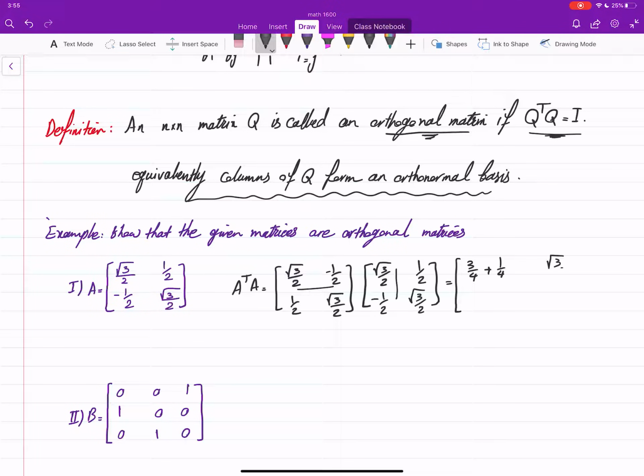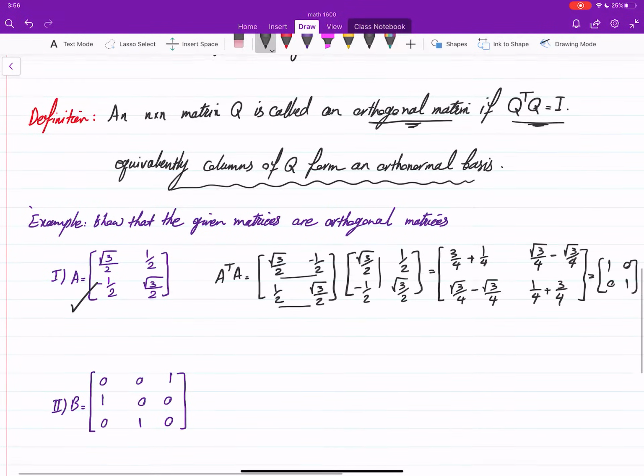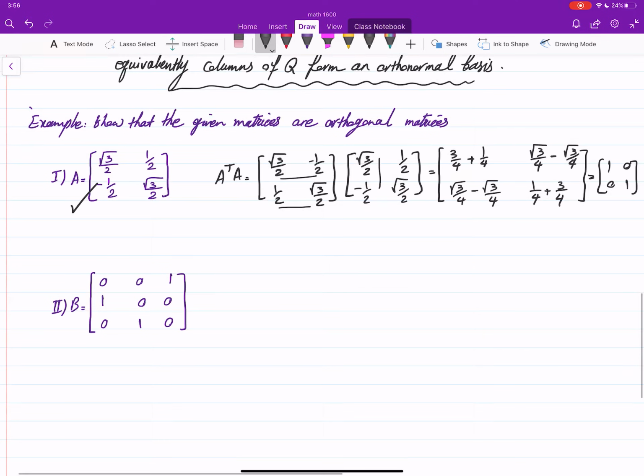Here we have root 3 over 4 minus root 3 over 4. And this one gives us again root 3 over 4 minus root 3 over 4. And this entry here is 1 over 2 times 1 over 2, which is 1 over 4, plus root 3 over 2 squared, which is 3 over 4. And as you can see, this is indeed 1, 0, 0, 1, which is the identity matrix. So that's how we show that this matrix is an orthogonal matrix.